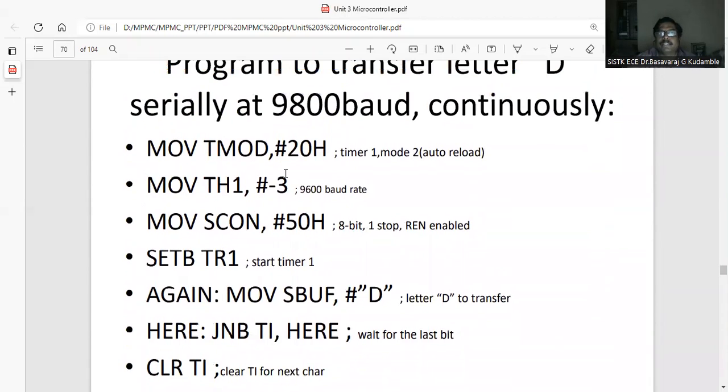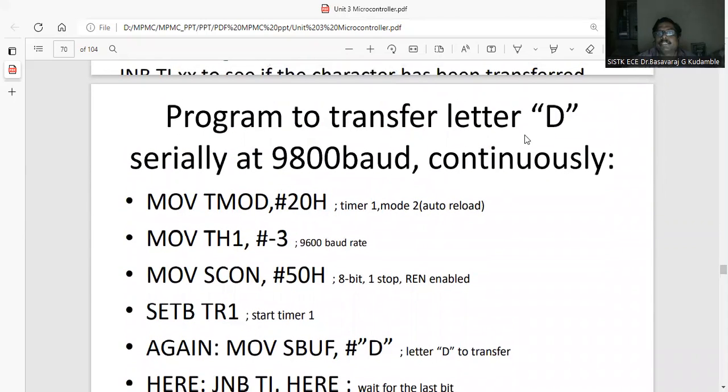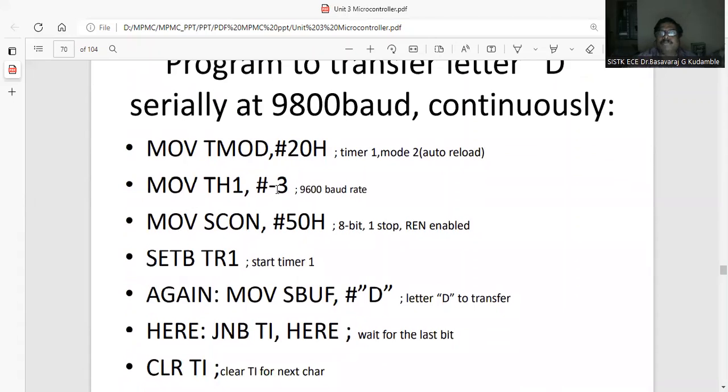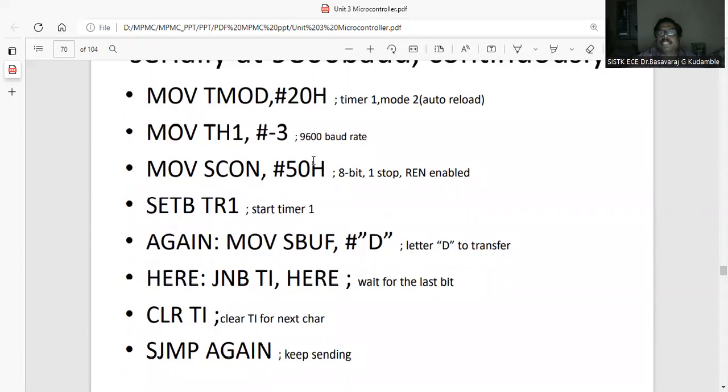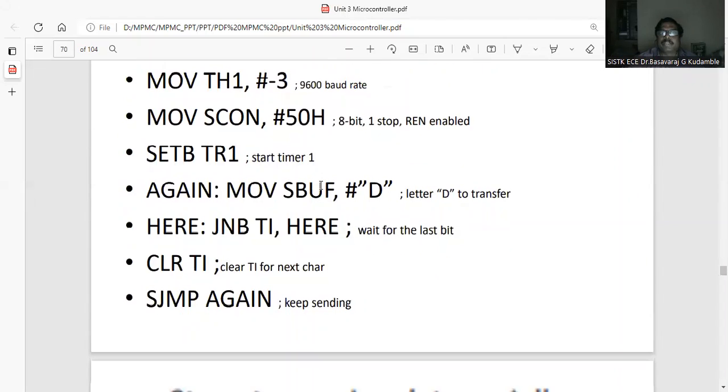Let us see here how to transfer the data. For example, character D, you want to transfer in serial form. First, you have to set the TMOD, timer mode register, timer 1 mode 2 to generate the baud rate. So in TH1, you have to load the value FD, means 3 times. After 3 times overflow should occur. And SCON: 8 bit, 1 stop bit, 1 start bit, and receiver enabled. So the SCON register will get the number 50.